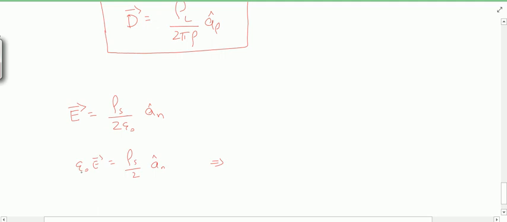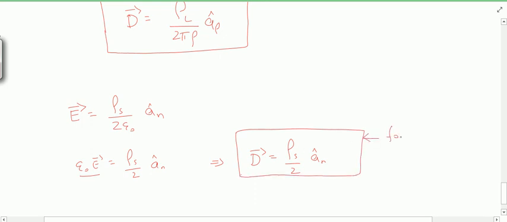So epsilon naught E is nothing but D. So this becomes rho s by 2 an cap. So for a surface charge which is infinite, for an infinite sheet of charge, this will be the electric flux density, rho s by 2 an cap.